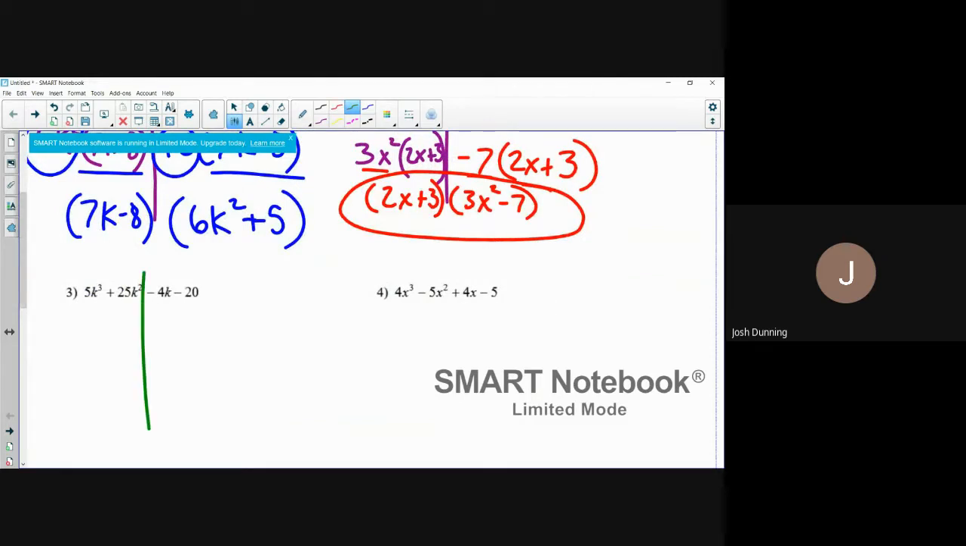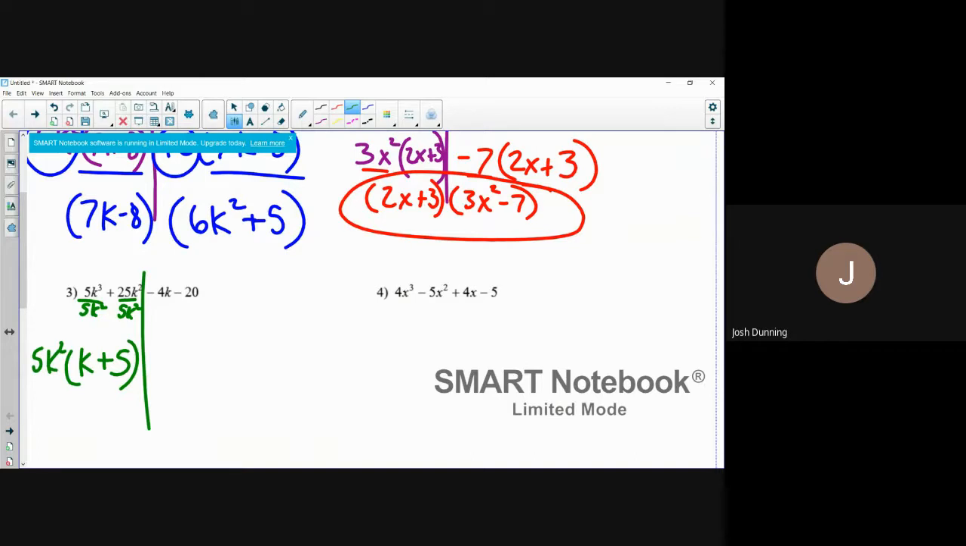split it down the middle. You can divide those both by 5k squared. Five divided by 5 is gone. K cubed over k squared leaves you k to the first, or just k. 25 divided by 5 is 5. You factored out all your k squareds.